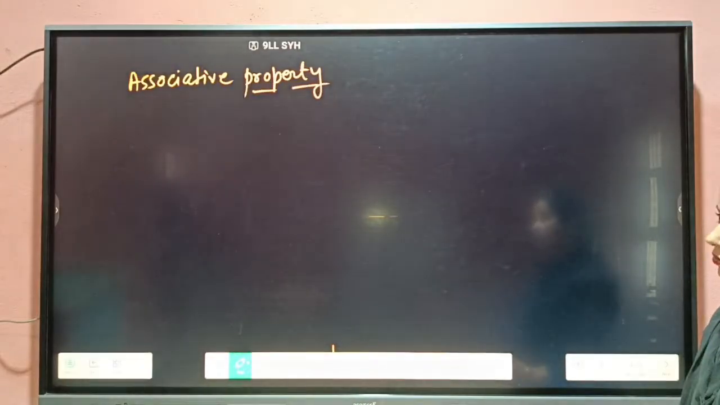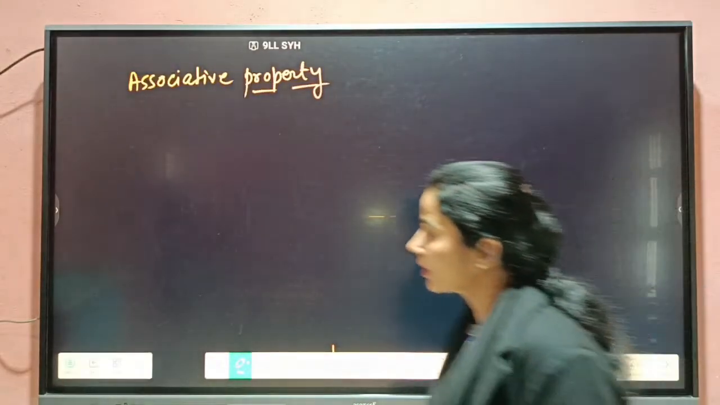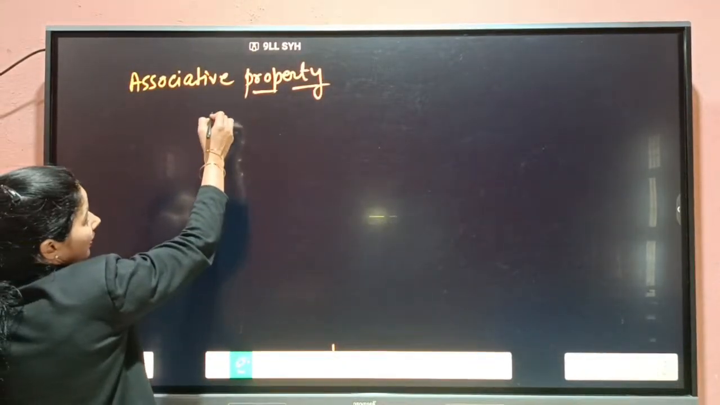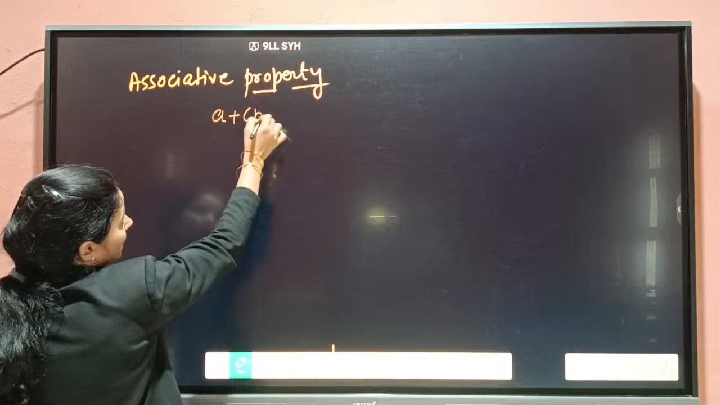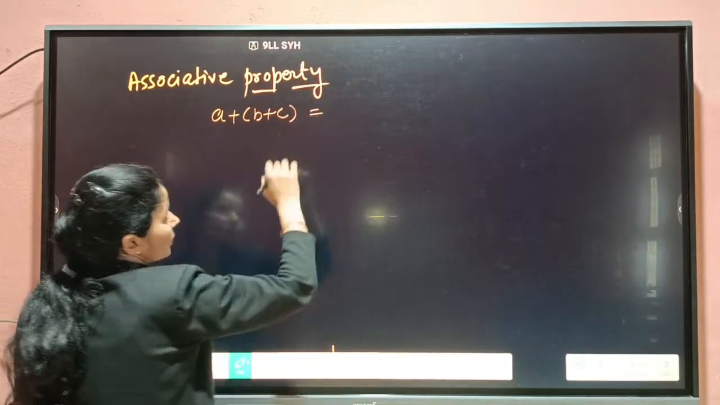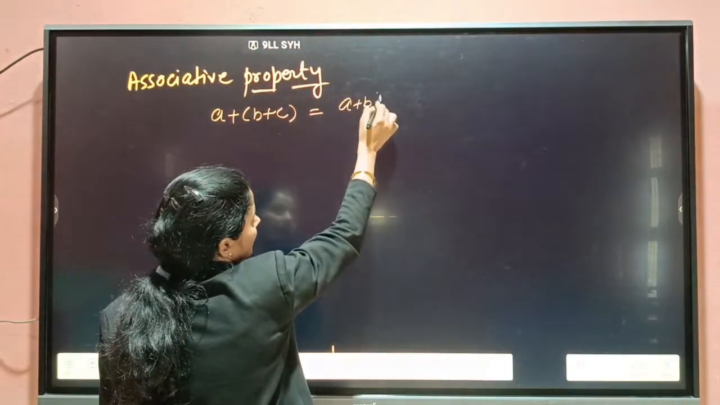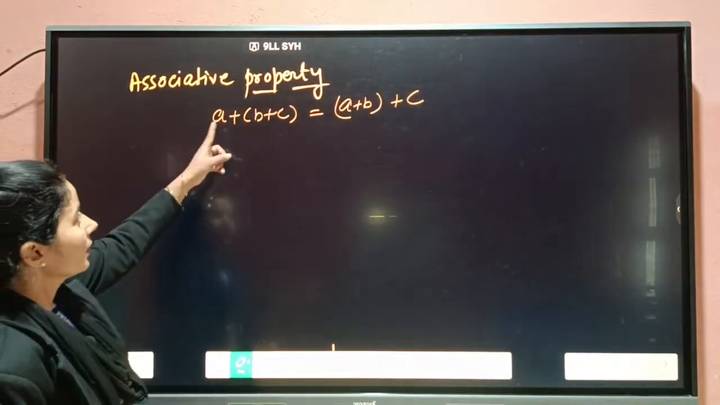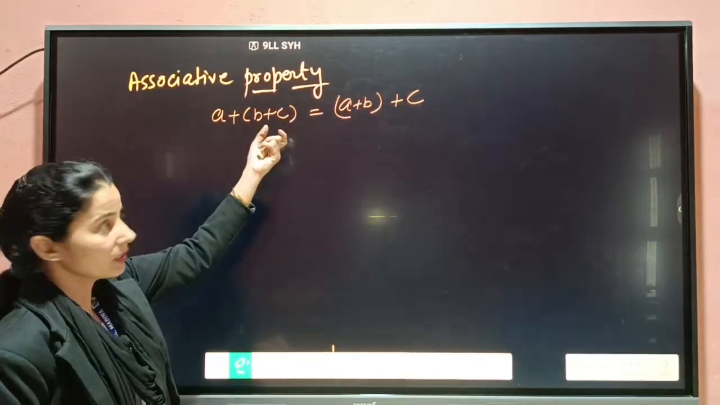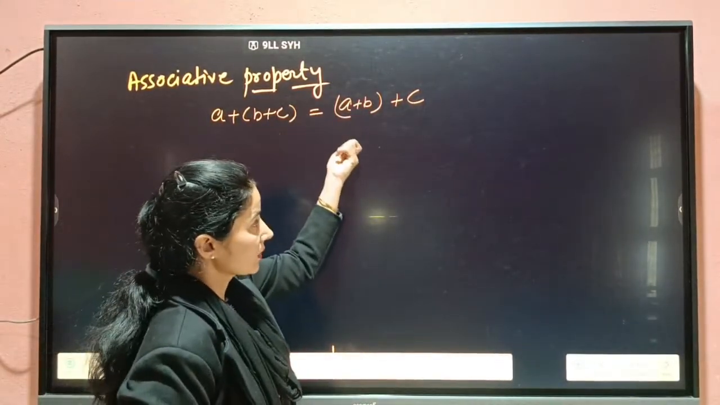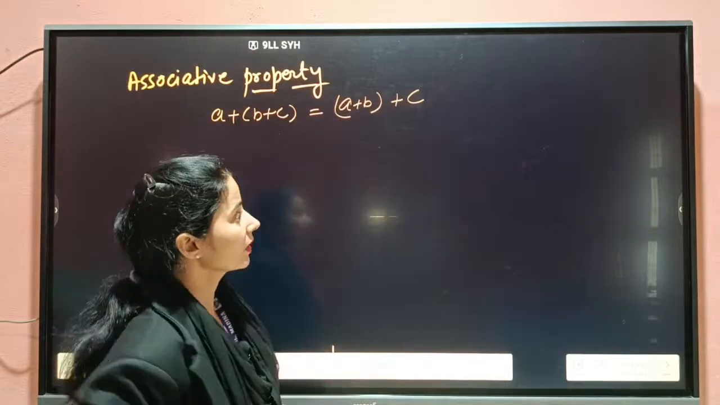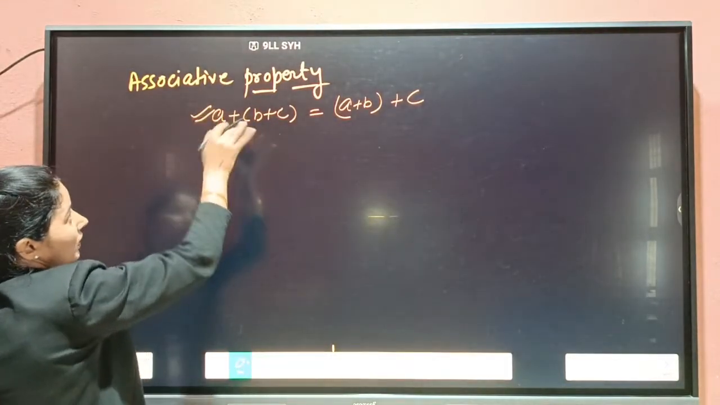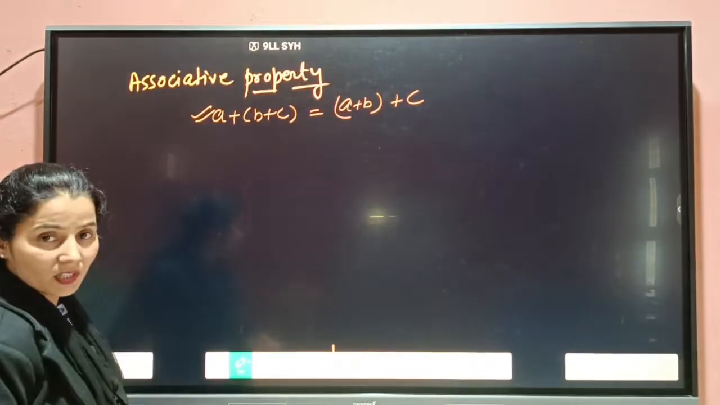Next is the associative property. Associative property under the operation addition, I have shown you: A plus B plus C is equal to A plus B plus C. How will we read it? A plus (B plus C) equals (A plus B) plus C. In this way you will read it. So this was verified. This was the associative property of integers.